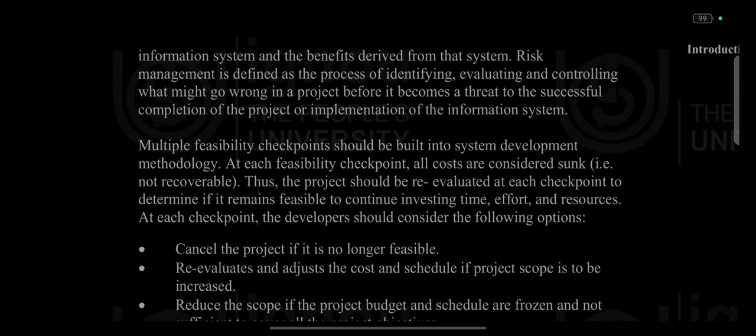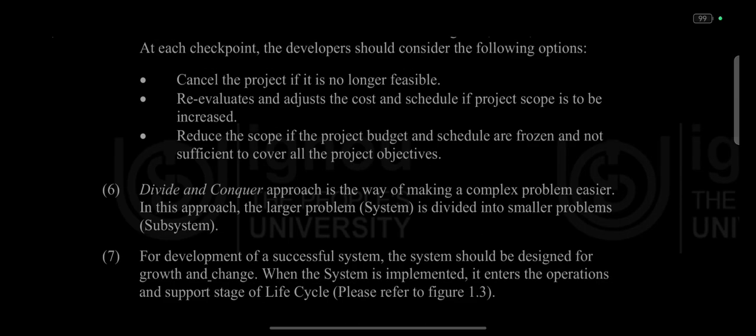Thus, the project should be re-evaluated at each checkpoint to determine if it remains feasible to continue investing time, effort, and resources. At each checkpoint, the developer should consider the following options: cancel the project if it is no longer feasible, re-evaluate and adjust the cost and schedule if project scope is to be increased, reduce the scope if the project budget and schedule are frozen and not sufficient to cover all the project objectives.